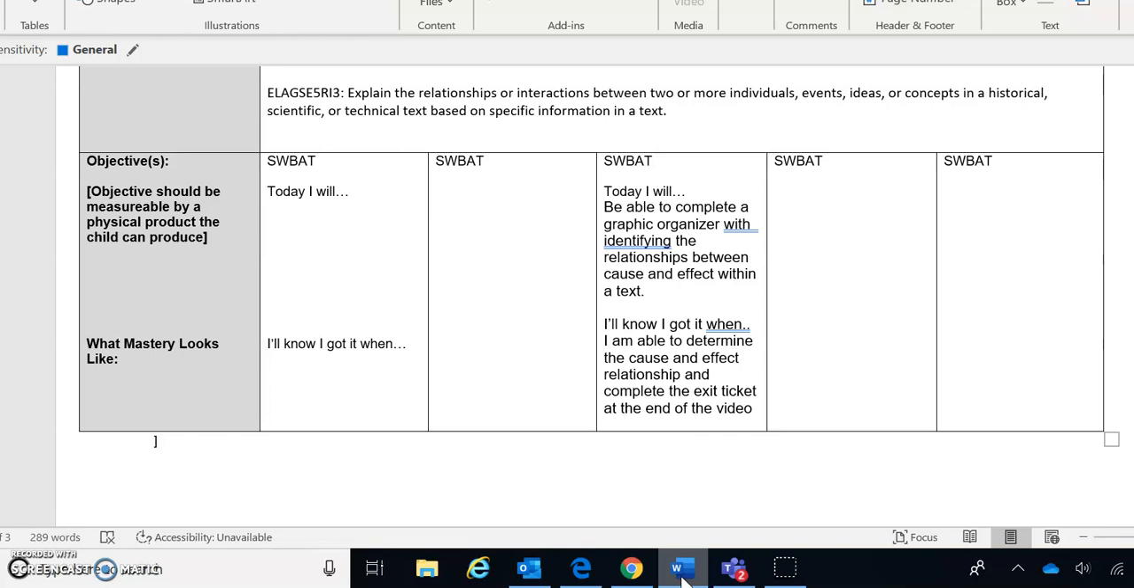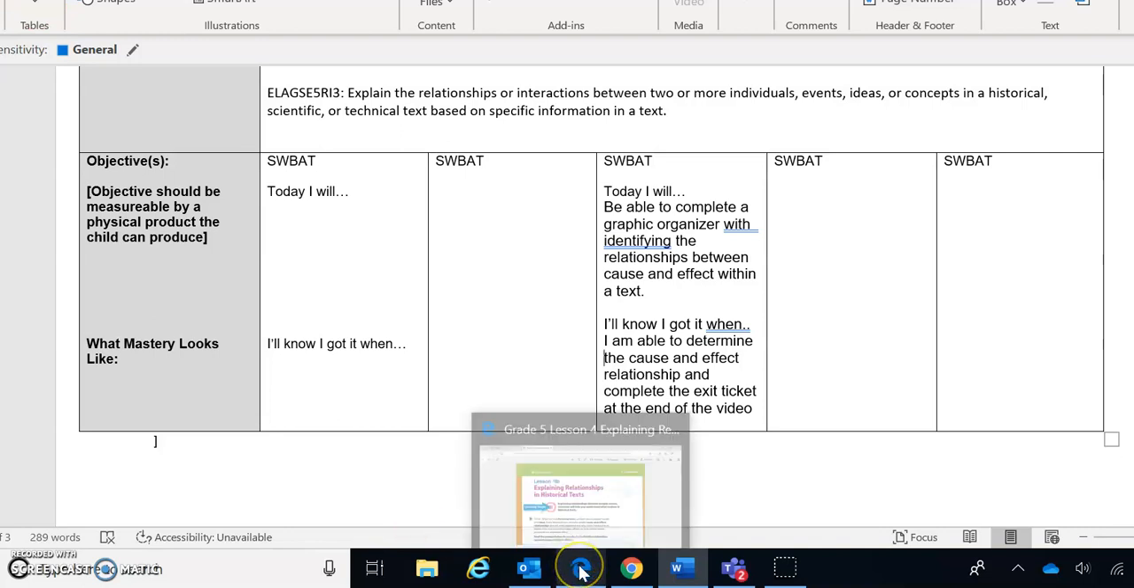The objective for today is: today I will be able to complete a graphic organizer with identifying the relationships between cause and effect within a text. I will know I got it when I am able to determine the cause and effect relationship and complete the exit ticket at the end of the video.